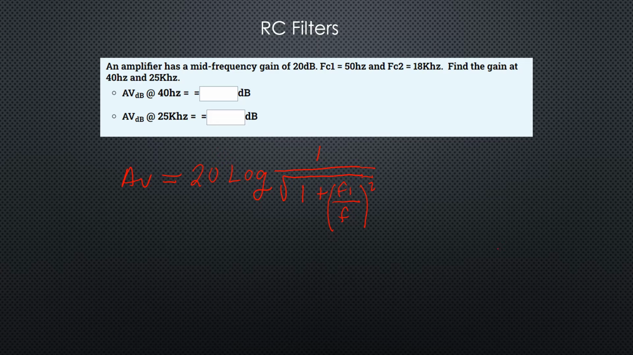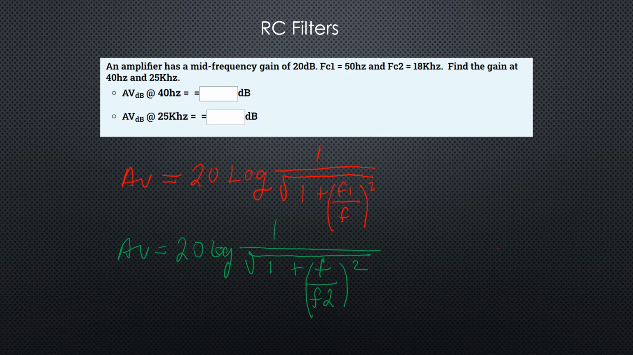And the other formula that you need to know, change colors, is AV equals 20 log 1 over the square root of 1 plus F over F2, squared.